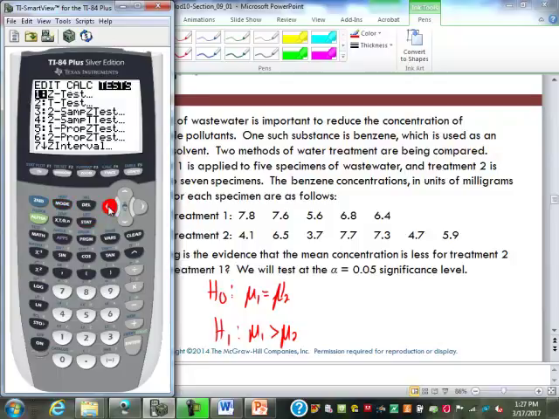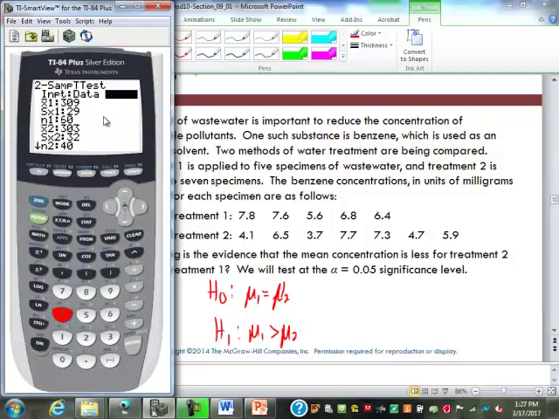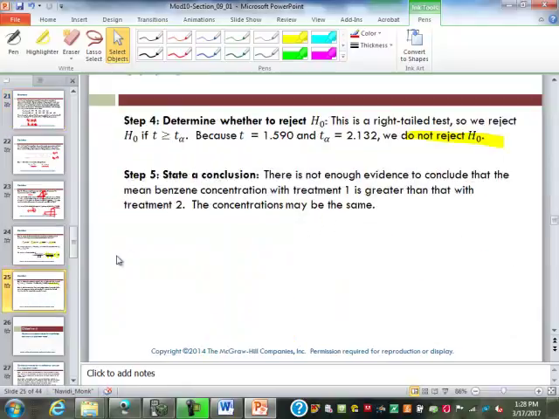We're going to stat, tests, 2 sample t-test. And we're going to go back here and select data. So list 1 is in L1. That's the data for sample 1. Data for sample 2 is in L2. Both of them have frequency. Always leave the frequency of 1. The alternative here is greater than. Keep it as no for pooled. And let's calculate it out, see what we get. So we get a test statistic of 1.59, exactly what they had here. So we do not reject.